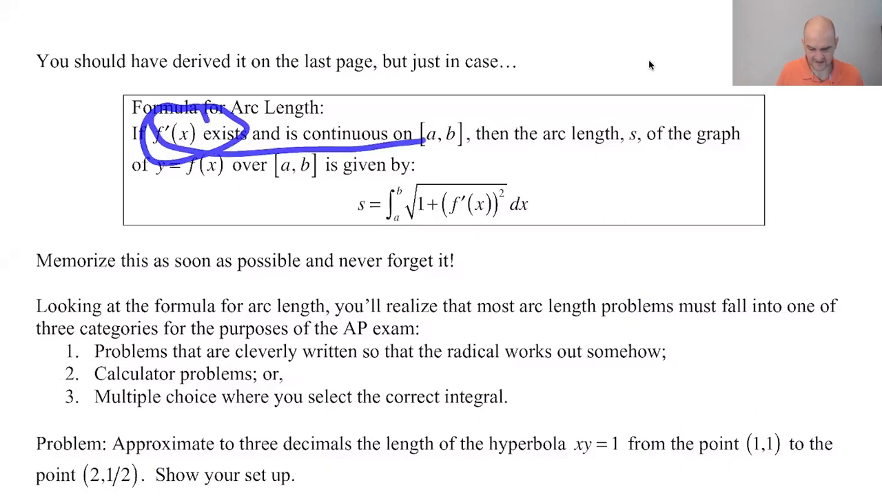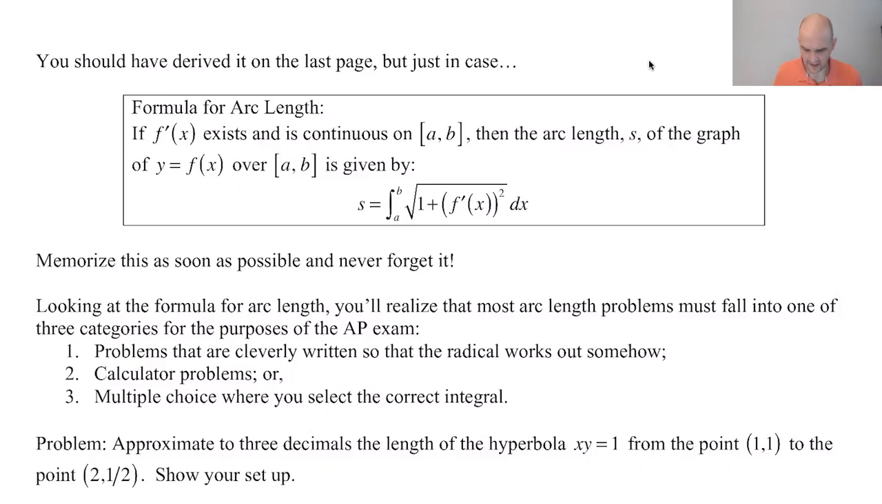If f prime exists and is continuous on the interval from a to b, so it's almost always the case, there aren't really a lot of trick questions that you run into, then the arc length, lowercase s, because capital S will be surface area, of the graph of y equals f of x over the interval from a to b is given by the integral from a to b of the square root of 1 plus the derivative squared. The square root of 1 plus the derivative squared comes from the distance formula, the Pythagorean theorem, however you want to remember it.